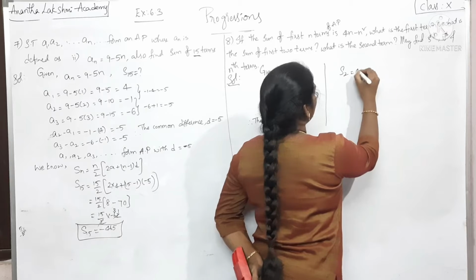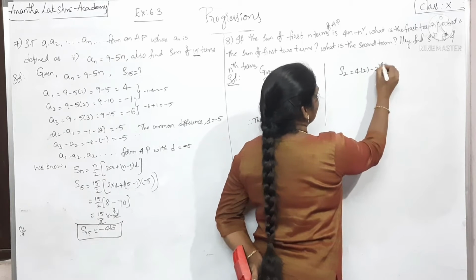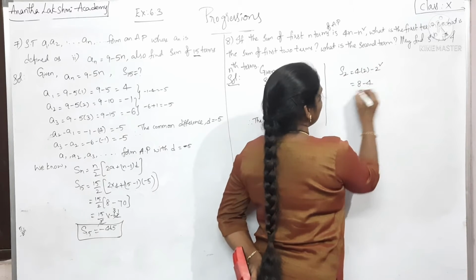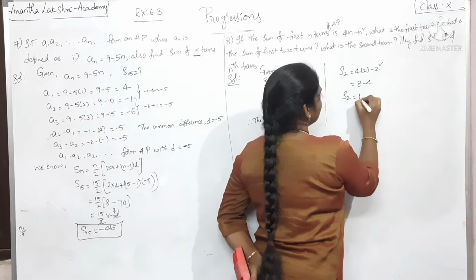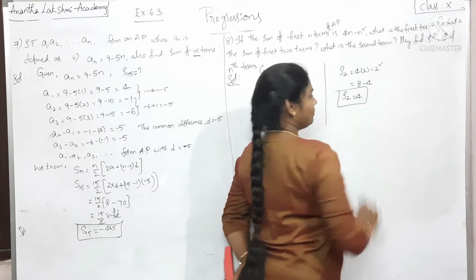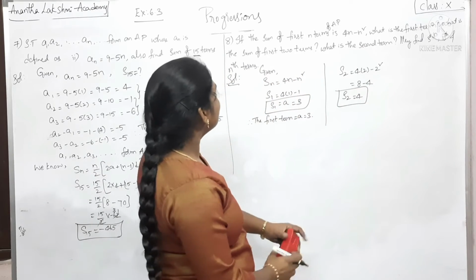S2 is equal to 4 into 2 minus 2 square. 4 2s are 8 minus 4. S2 is equal to 8 minus 4, which is 4. Now what is the next question?